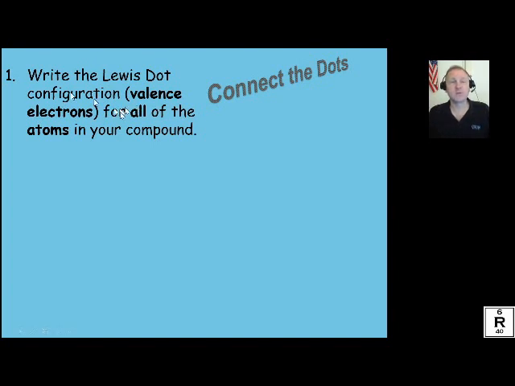So the first step to connect the dots is write the Lewis structure, or write the Lewis dots configuration, for all of the atoms in your compound. So don't put it all together yet, just for the atoms of your compound. And I'm going to go through these steps with you and give you an example of how this works.